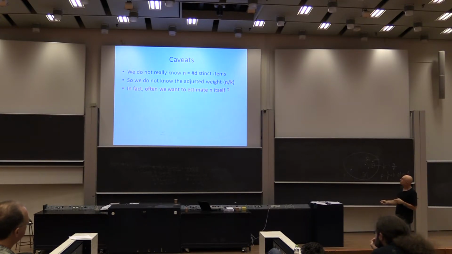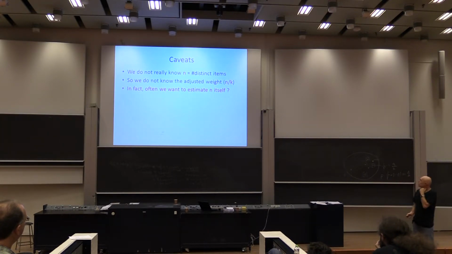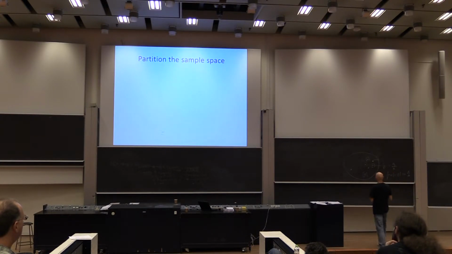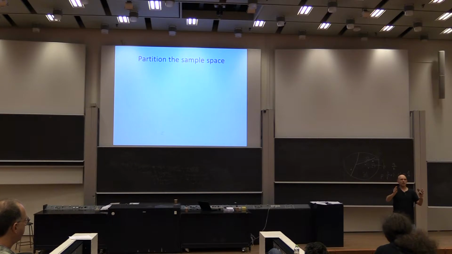And sometimes it's even worse. Sometimes I want to use this technique to estimate n itself. So here is the basic trick that would allow you to do that. What you're going to do, I'm going to partition this big sample space into subsets. So fix a green item. Now partition the sample space according to the hash values of all the other items. Fix the hash values of all the other items except the hash value of this particular green item.